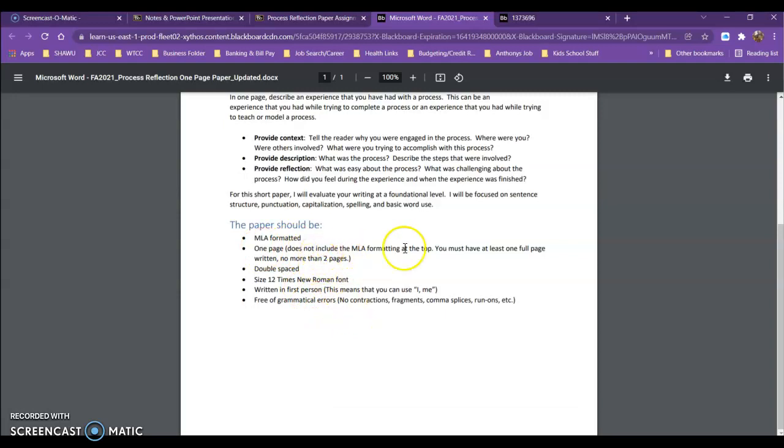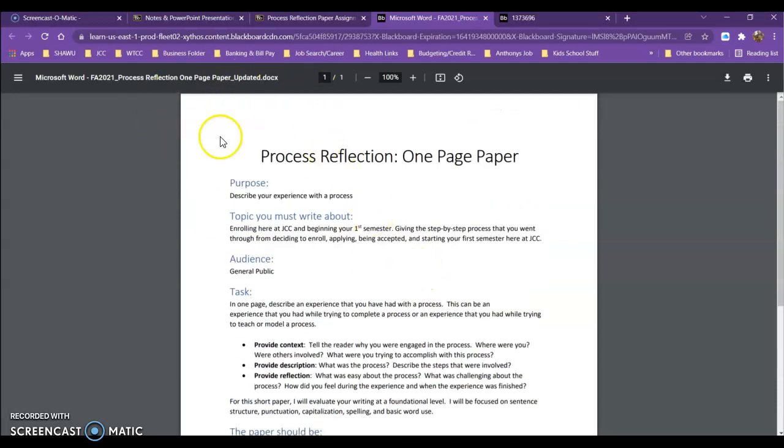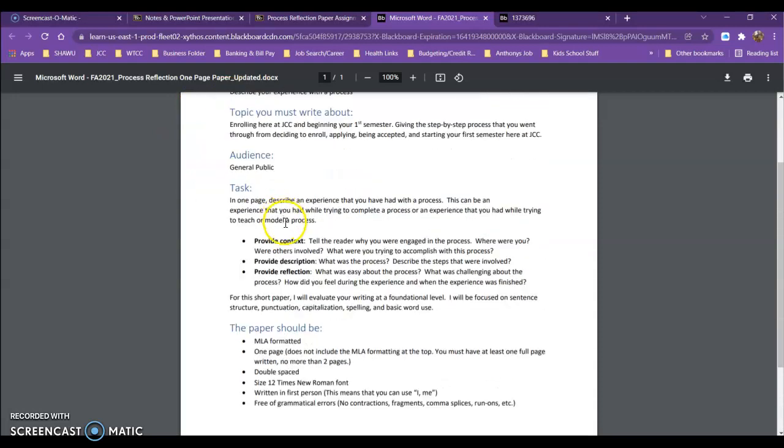It's one page, but this does not include your MLA formatting at the top. With MLA, at the very top of the paper, you have your name, my name, the course and section number, and the date. It takes up a little bit of the page, so you're going to have to go into a little bit of the second page. What I often tell students is to write the paper first, double spaced, make sure that it's a full page, and then add your MLA header. So just keep that in mind.